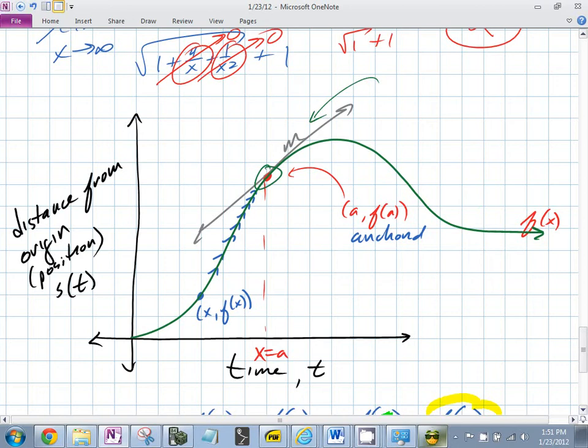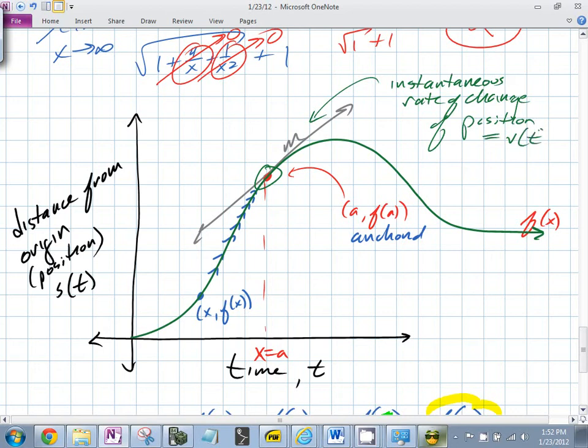Instantaneous what? If you can't use the word velocity, what would you say? Instantaneous rate of change of position. You know that as what? V of t. So if I got m there, that specific m would represent the velocity at the point a, f of a, or at the time. What's the time value in this case? A. We haven't specified one, it's general.